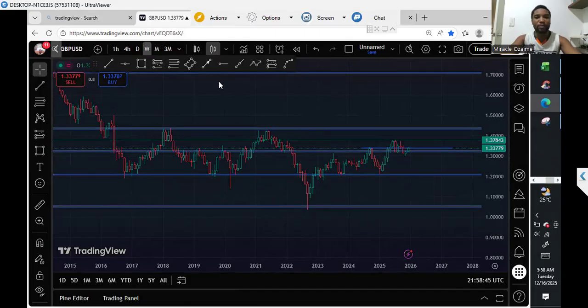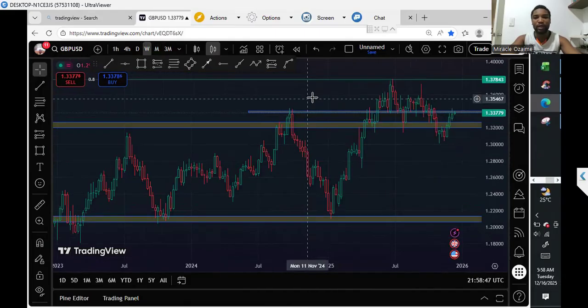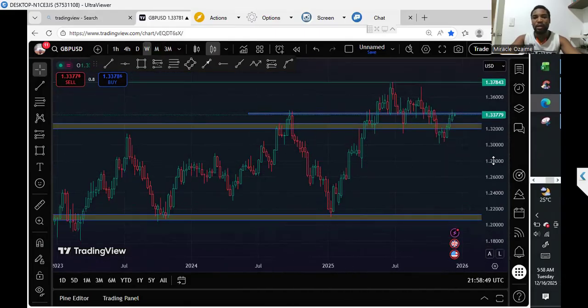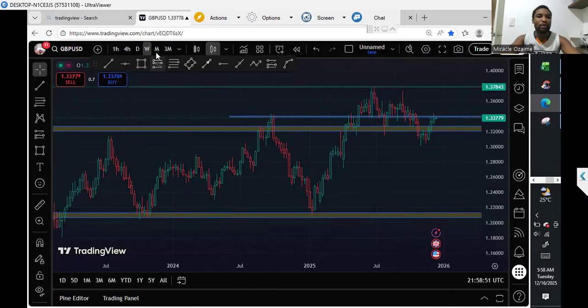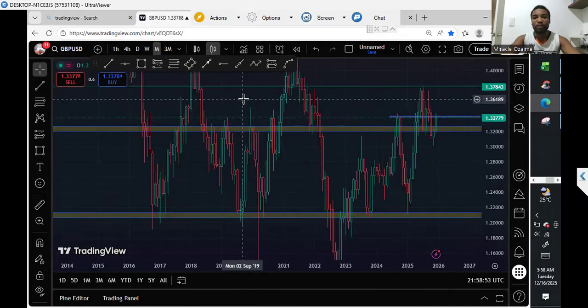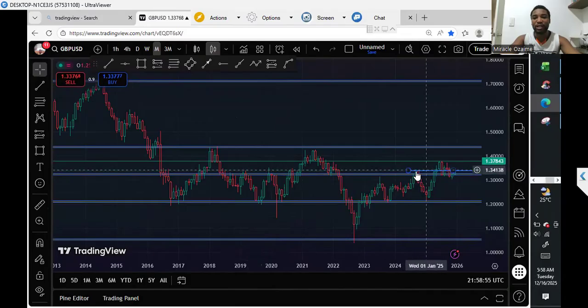So when I come back to my weekly time frame, what is price doing on this pair? Remember on the monthly time frame, on the previous video, I told you that price can easily reject around this area because of this resistance around this area that pushed the market downwards.